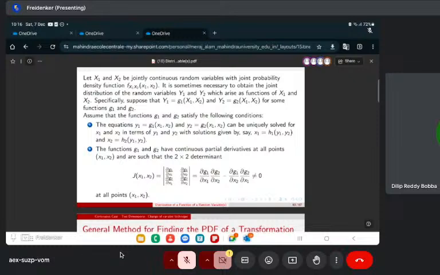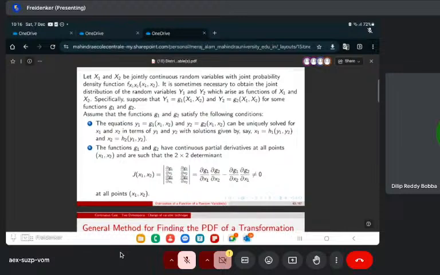So let x1 and x2 have some joint probability density function. Density because it's continuous. So y1 and y2 are some functions of x1 and x2, g1 and g2. They're saying assume that the functions g1 and g2 satisfy the following conditions. What are the conditions? The equations y1 equal to g1 and y2 equal to g2 can be uniquely solved for x1 and x2. So we're taking this assumption.